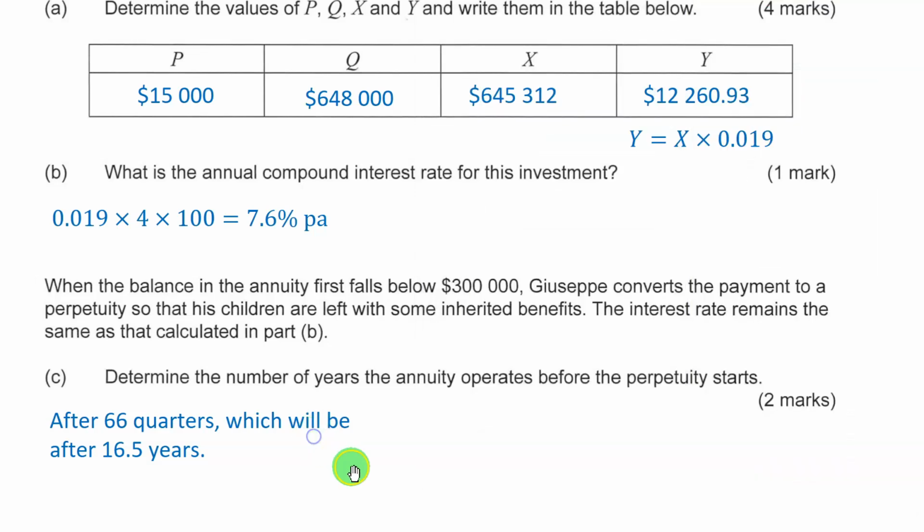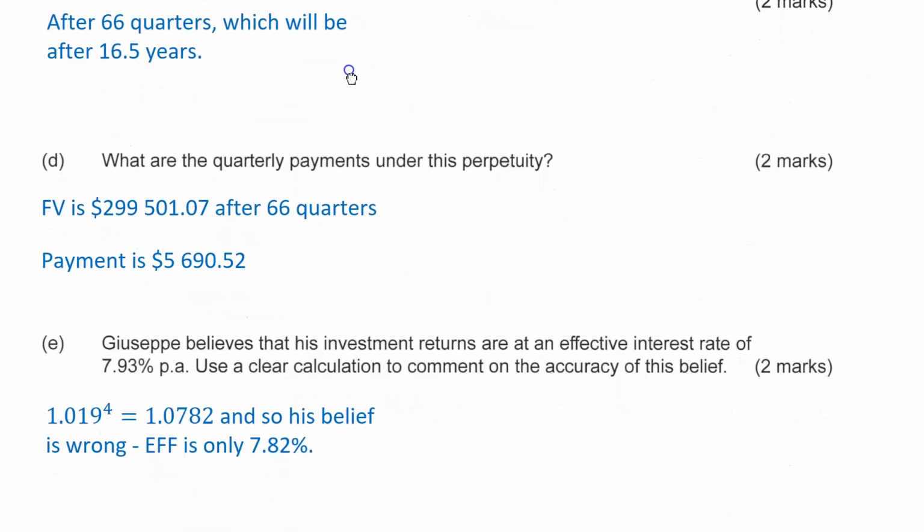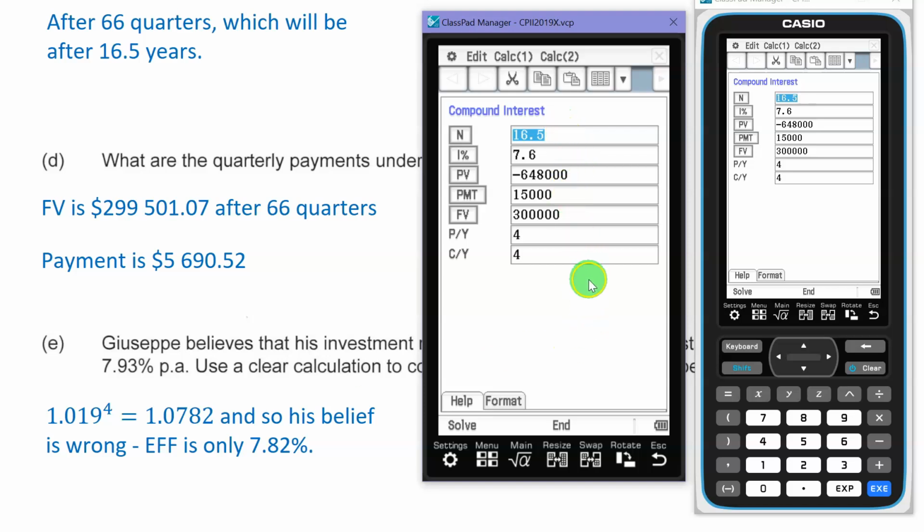Right, let's move on to part D. So part D, what are the quarterly payments under this perpetuity? So now we're back into here, and let's just go back. After 66 payments, we wouldn't have exactly 300,000. Let's work out what we've actually got, slightly less. So the first thing I'd write down is that this is our future value. And this has now got to become our present value and stay also as our future value.